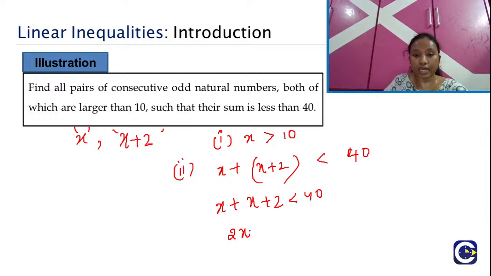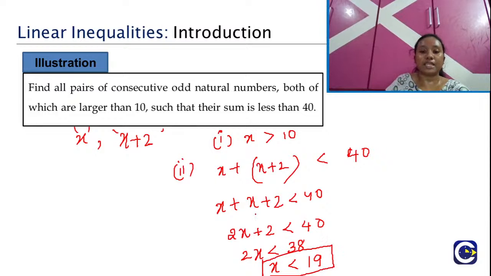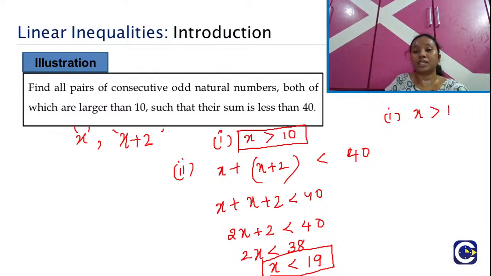That means 2x plus 2 less than 40. Right. So we can take this to the other side, so it will become 2x less than 38, and we can divide the whole by 2, which will become x less than 19. So here we have two conditions, x less than 19 and x greater than 10. So if we observe from the given word problem, we have converted the given information into our inequalities. But here we have two conditions: x greater than 10 and x less than 19.